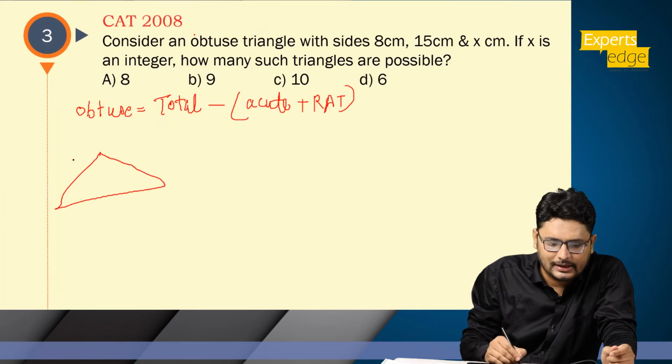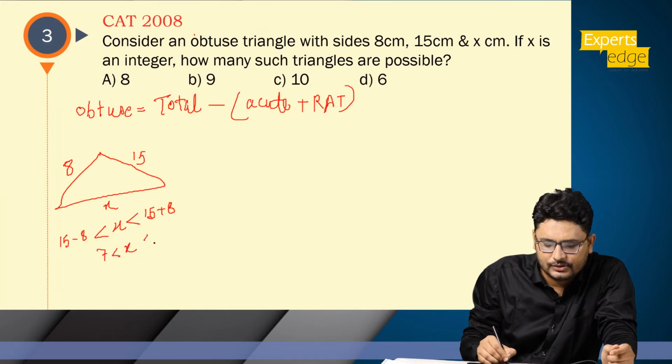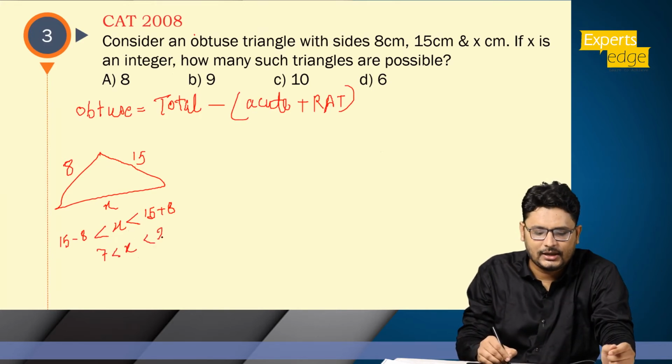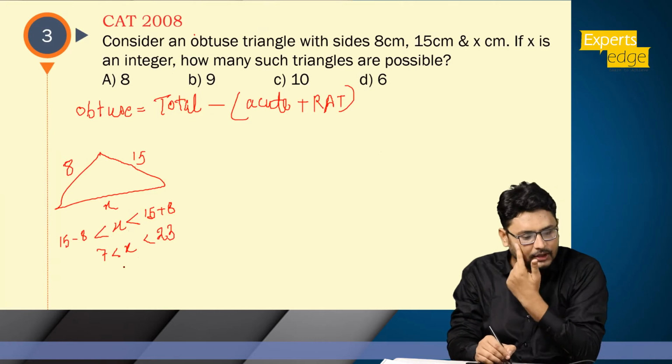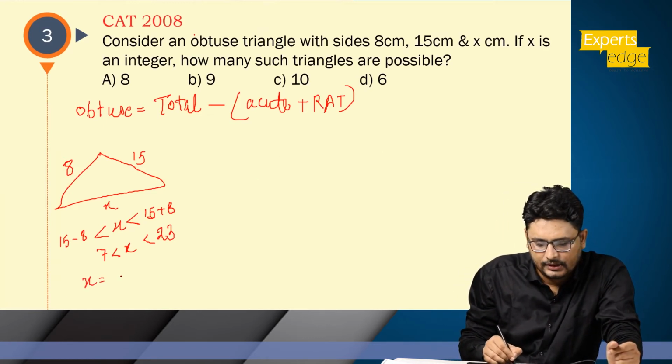So here it is 8, here it is 15, and here it is x. So my x should lie between the sum of the two sides, that is 15 plus 8, and the difference of the two sides, that is 15 minus 8. What is the difference of the two sides? 15 minus 8 is 7. So it should be greater than 7. It should be less than 23. Okay. So basically my x lies from 7 se bada, that is 8, to 23 se chota, that is 22.